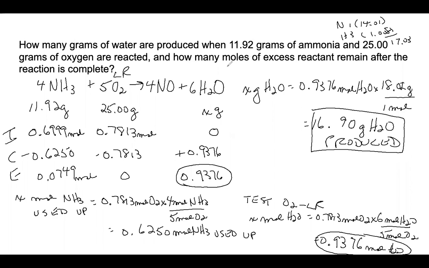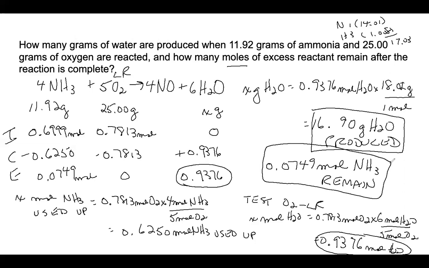And then it says how many moles of excess reactant remain. So we just pull that off of our chart. So 0.0749 moles of NH3 remain. Okay, so it might seem kind of complicated, but you just break it down into steps. And once you have the idea of how the ICE table works, it's going to be so helpful when we do more advanced chemistry concepts.